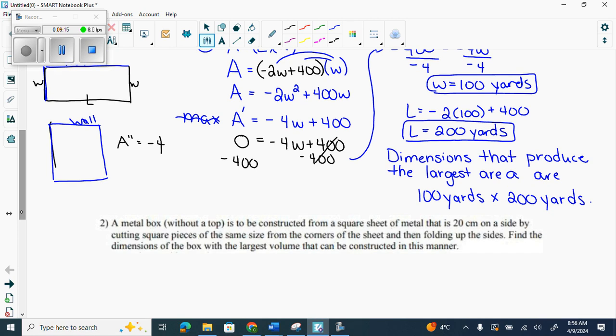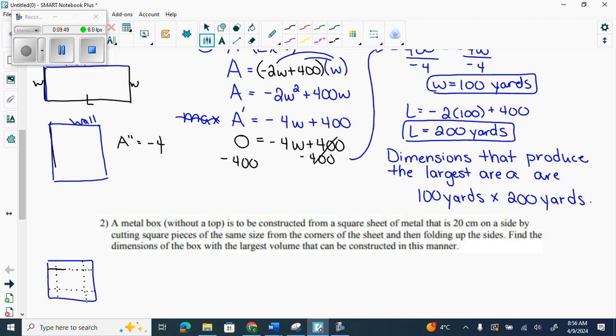I want you guys to look at this one. It says a metal box without a top is constructed from a square sheet of paper. Now remember, it's a square sheet of paper, and it doesn't have a top on it. So remember we had our fold line. And those corners don't exist, correct?